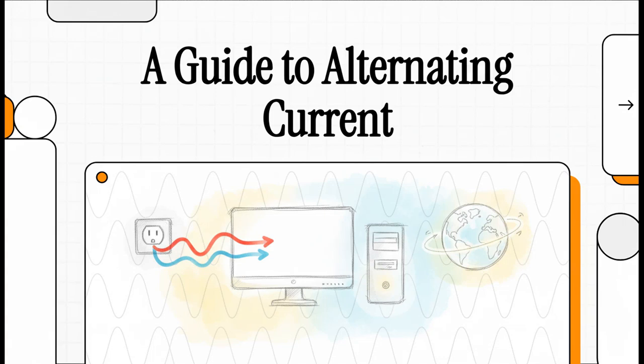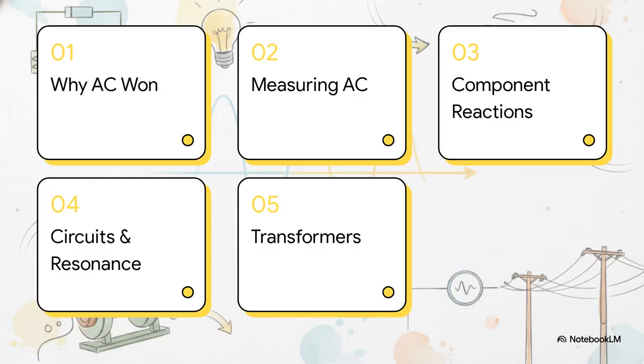There's this invisible force humming inside your walls, powering your screen right now and pretty much running our entire modern world. It's called alternating current, or AC. And in this explainer, we're going to pull back the curtain and really get to know this fundamental form of electricity. So here's our roadmap.